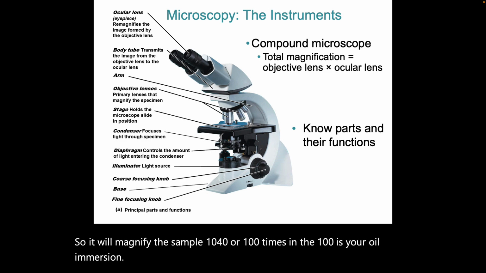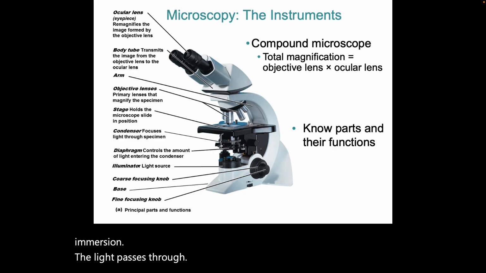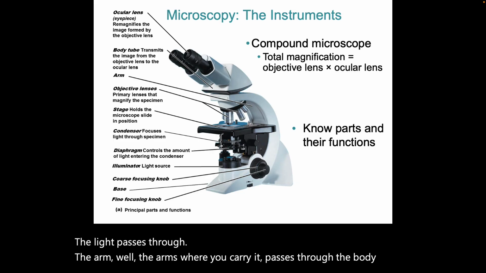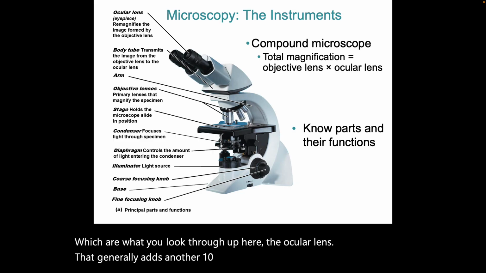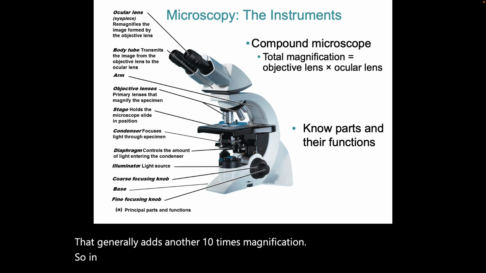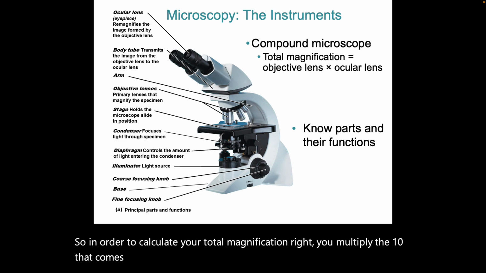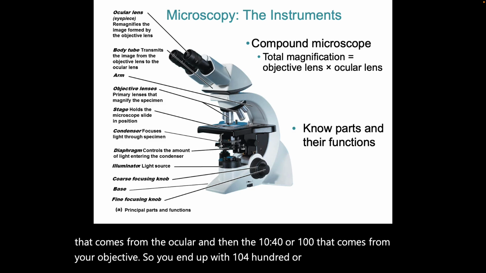The light passes through the arm, the arm's where you carry it, passes through the body tube into your second set of lenses, which are what you look through up here, the ocular lens. That generally adds another 10 times magnification. So in order to calculate your total magnification, you multiply the 10 that comes from the ocular, and then the 10, 40, or 100 that comes from your objective. So you end up with 100, 400, or 1,000 total magnification.